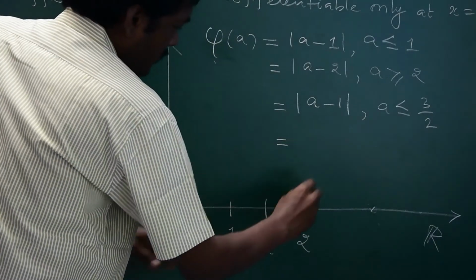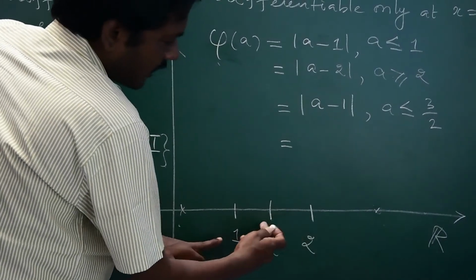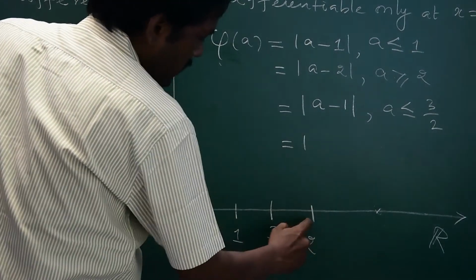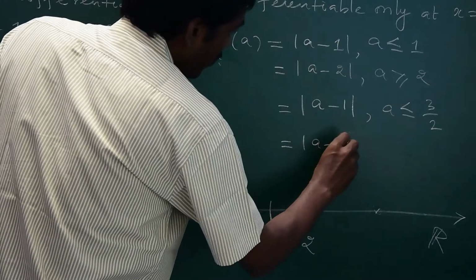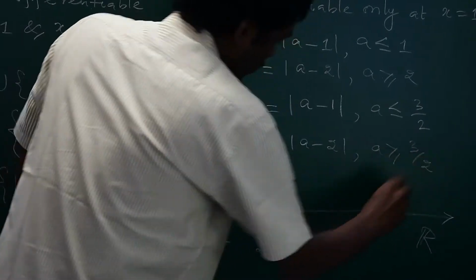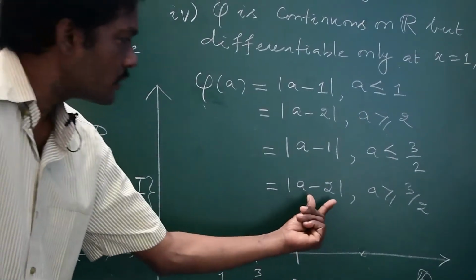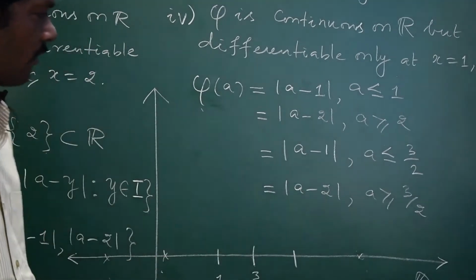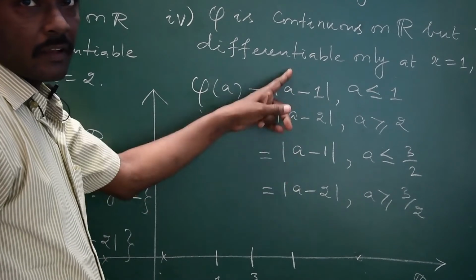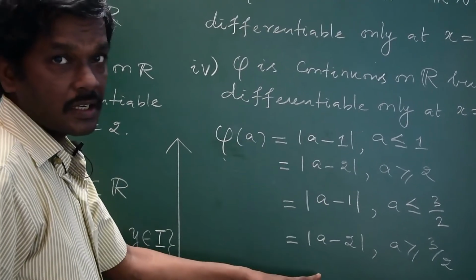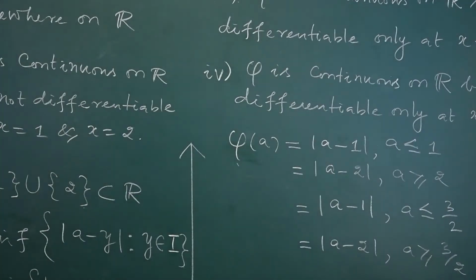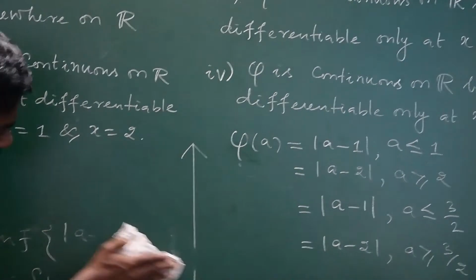Likewise, when a lies between 3 by 2 and 2, the distance is going to be a minus 2 whenever a is greater than 3 by 2. So when it is to the right of 3 by 2, this is the value. Now let us make use of the definition of the absolute value function and try to draw the graph for all the four possibilities.